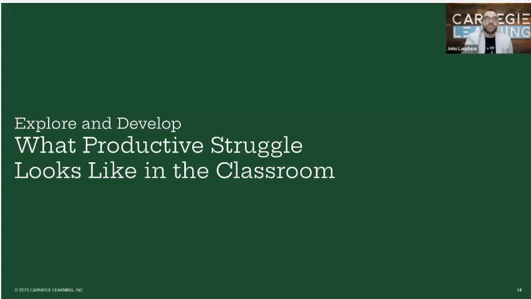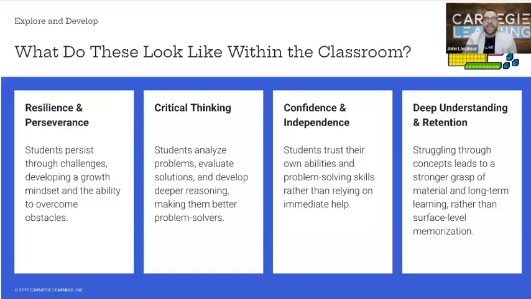So when we think about our students, I want you to think for a moment about the following four items. If you can go to that next slide. Both the student actions and behaviors that are tied to these. So first off, looking at resilience and perseverance, but also critical thinking, confidence, and independence, and a deep understanding of retention. I'm going to give you about 30 seconds just to scan through those, but we're going to look at what those look like in the elementary and middle and high school world as well.